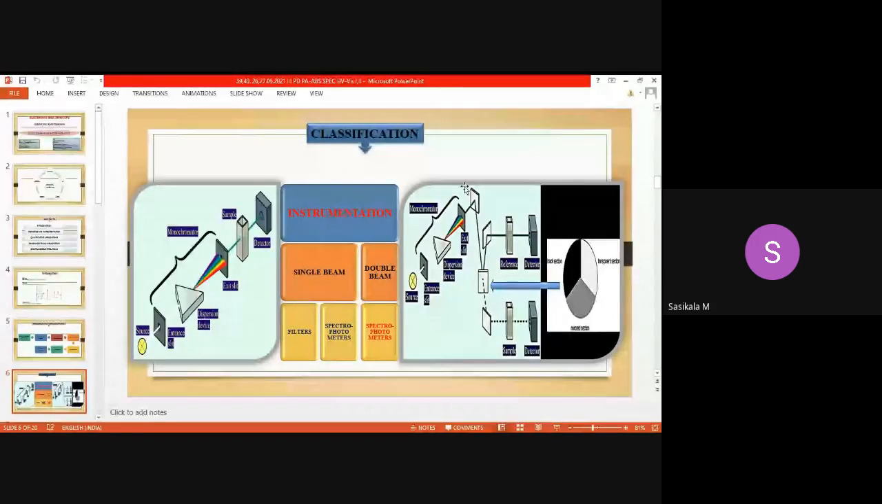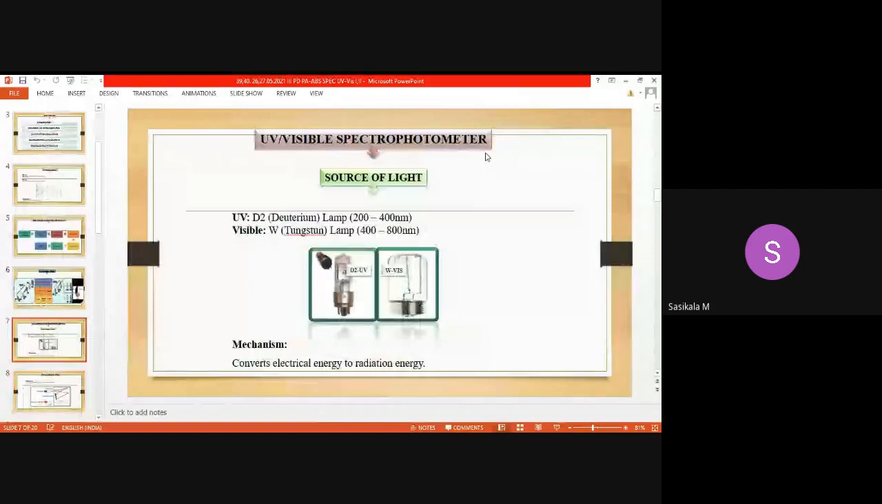So instrumentation classification we have seen based on the cost of instrument, based on the sample compartment used, based on the monochromator used, and intensity of radiation used for analysis. We have seen different types of instruments, single beam and double beam, where filters and spectrophotometers are found. Now let's move on to each part of spectrophotometer. First one is source of light.